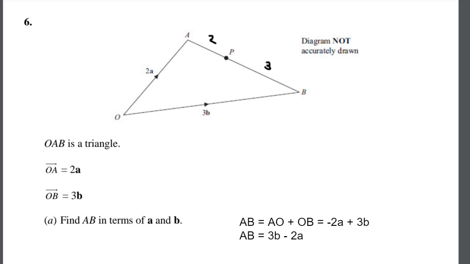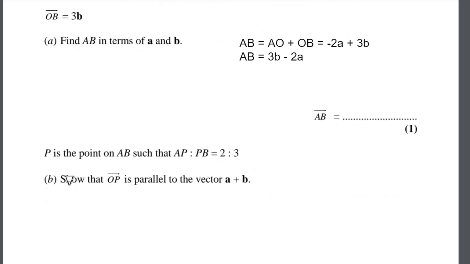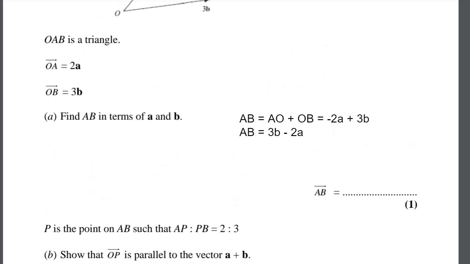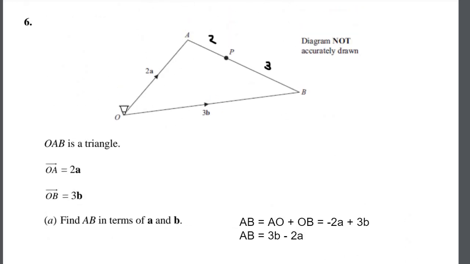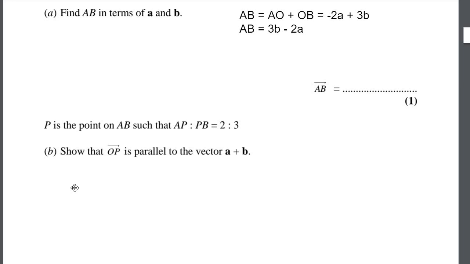So next, we need to show that OP is parallel to the vector a plus b. Now where is O? We have O right here. So first we need to figure out the vector OP. What we could do is go from O to A and then A to P. That will give us our vector OP. So let's write that down. Vector OP is OA plus AP.